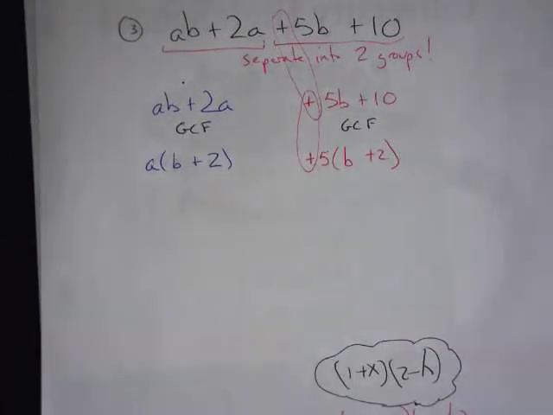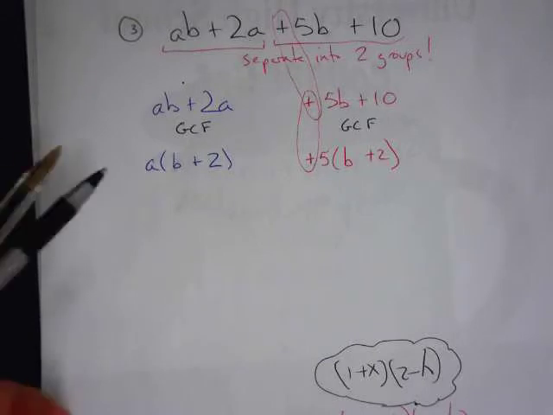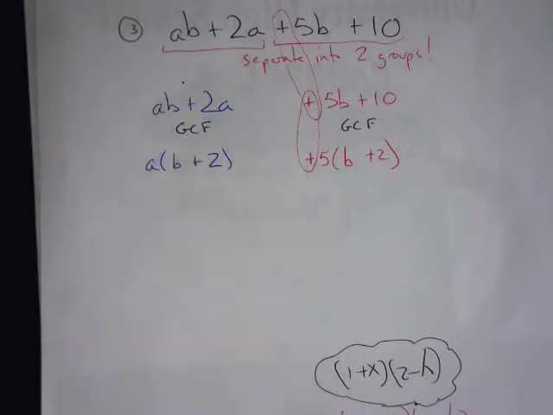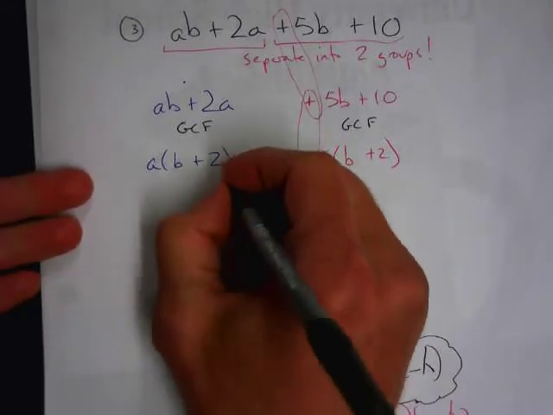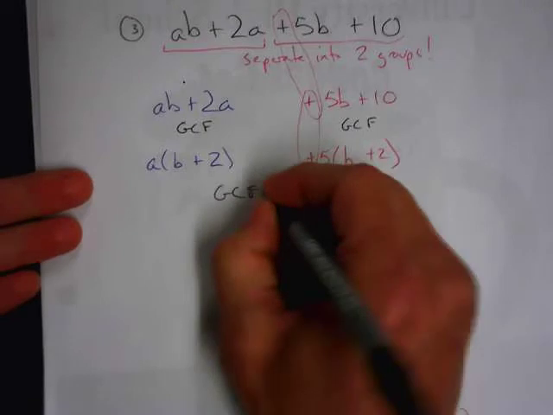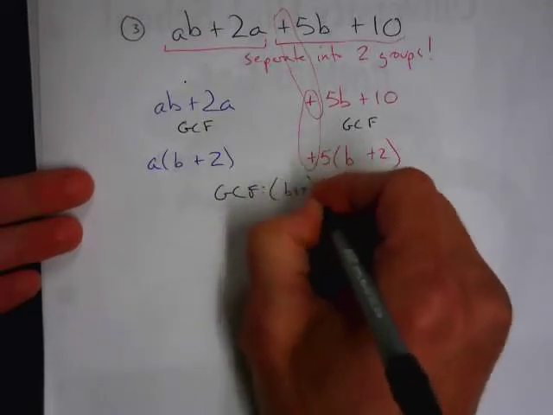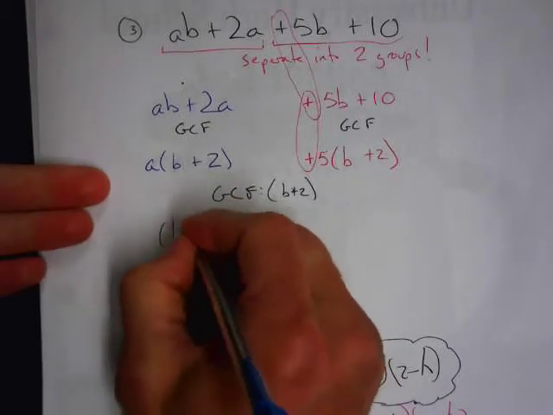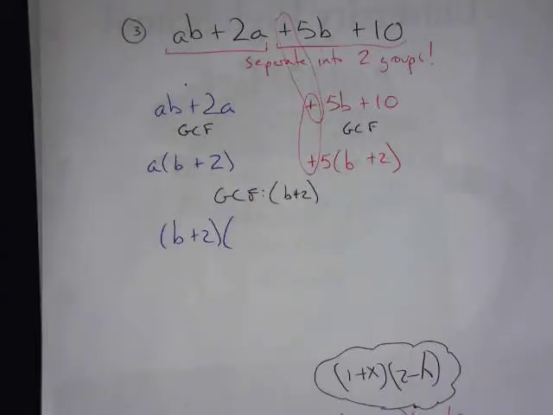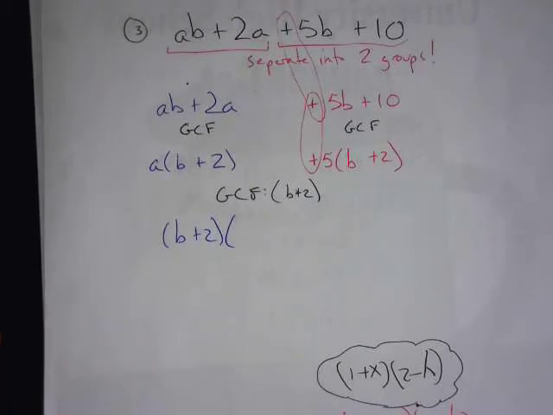Now we have our expression a times b plus 2 plus 5 times b plus 2. So we have factored by grouping, right? But then what? Now we have to remember, do you see the greatest common factor in those two groups? Hopefully you see it is that b plus 2. So exactly like we did with problem number 1 and number 2, we're going to do the same thing here. We will factor out the b plus 2 and express the remaining as a product.